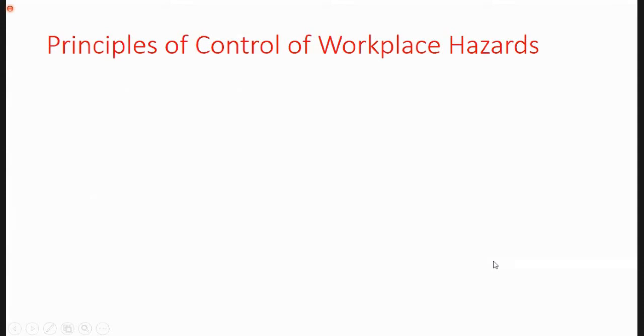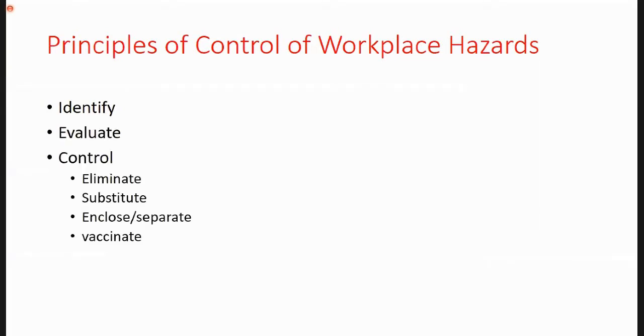Okay. Now, principles of control of workplace hazards. If you have studied the planning cycle, this is similar. First you have to identify the exposure, as we have gone through the list: is it a chemical exposure, biological exposure, physical agent, or psychosocial factor? Once you have identified the risk factors, you can take preventive measures against the specific risk factor. Then we try to eliminate that exposure, or substitute it, or enclose or separate it, or vaccinate. So how can we eliminate the exposure?